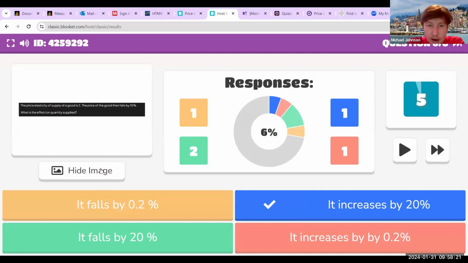So whoever said it falls by 20% is actually right. This answer is incorrect. It should fall by 20%. Since the price of the good falls by 10%, they're going to produce 20% less because they're going to get less money for selling it, so they're going to produce less of it. So they move in the same direction. With a price elasticity of supply of 2, the quantity supplied will fall by 20% because they're going to make less money on the product.